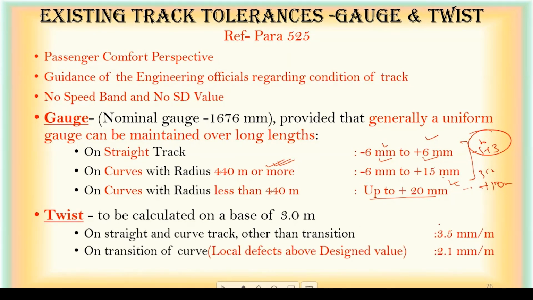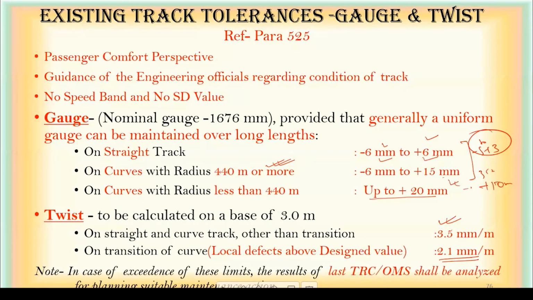Then for twist, this is the limit: 3.5 mm on normal straight track, and in transition it should not be more than 2.1 millimeter per meter above the designed twist, the design change of super elevation that you have designed for the transition portion. Twist should not be more than 2.1 above that. Okay.